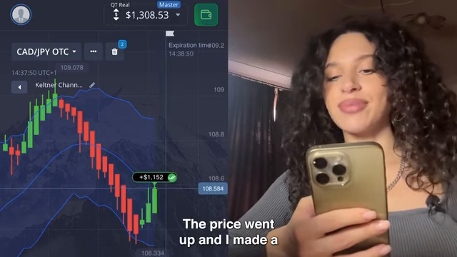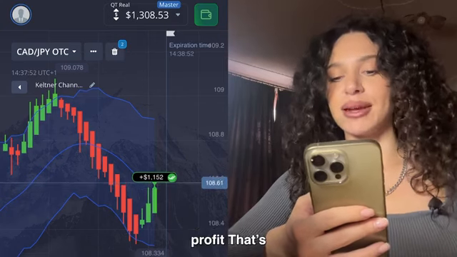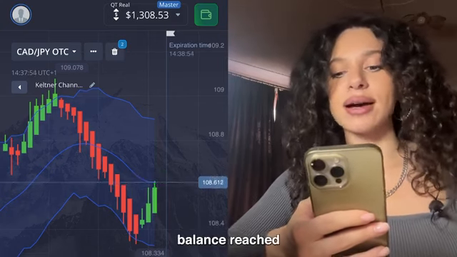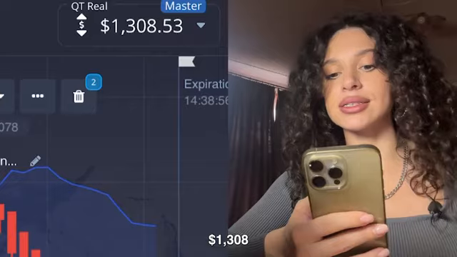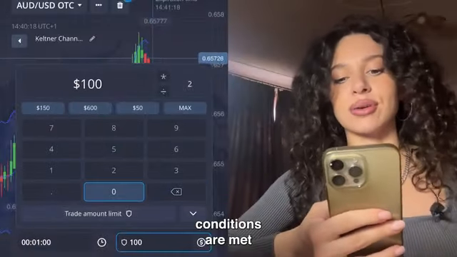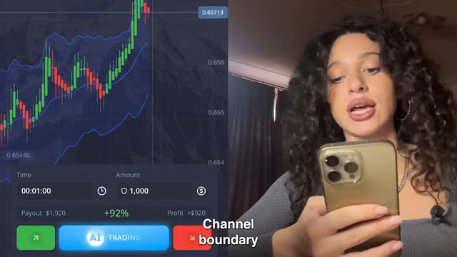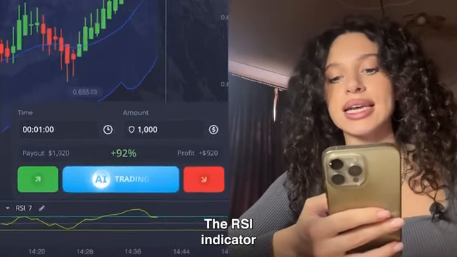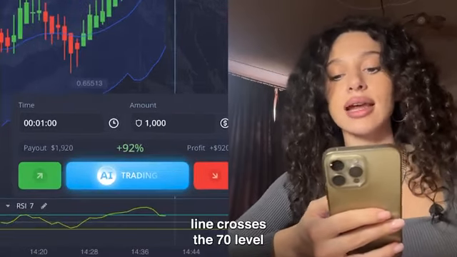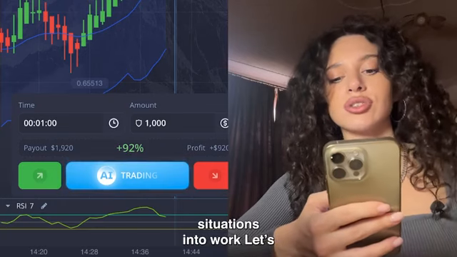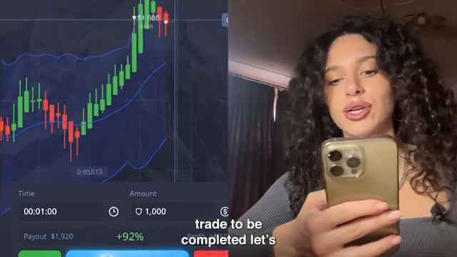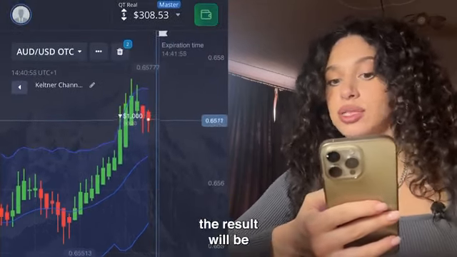Well, great, the price went up and I made a profit. That's how easily my account balance reached the amount of $1,308. As you can see, all the basic conditions are met. The price pushed off from the Keltner channel boundary. The RSI indicator line crosses the 70 level. I recommend taking such situations into work. Let's wait for the trade to be completed. Let's see what the result will be.